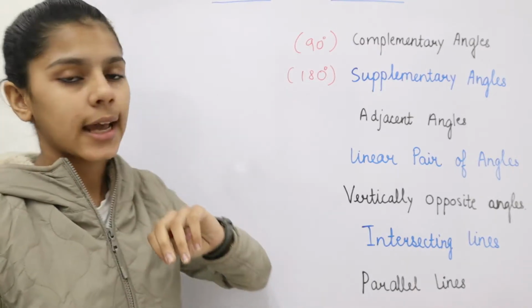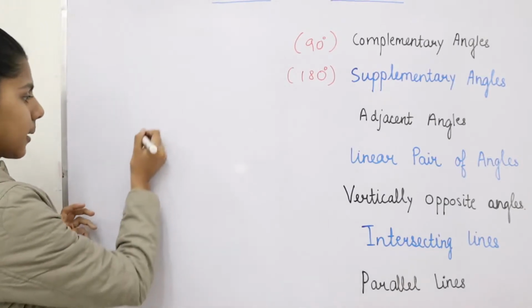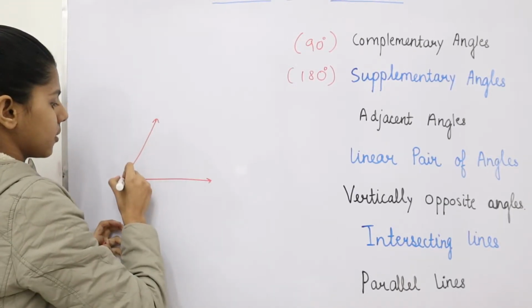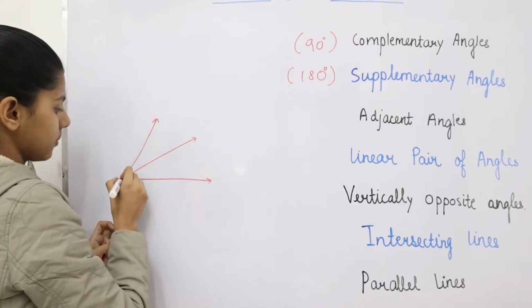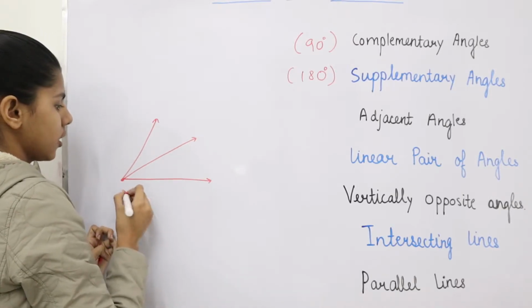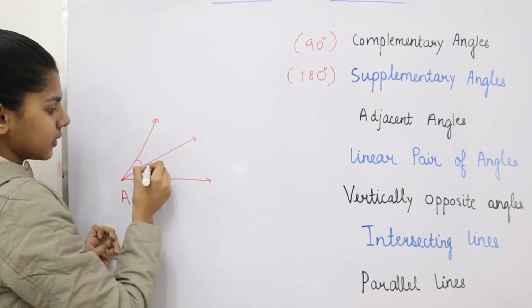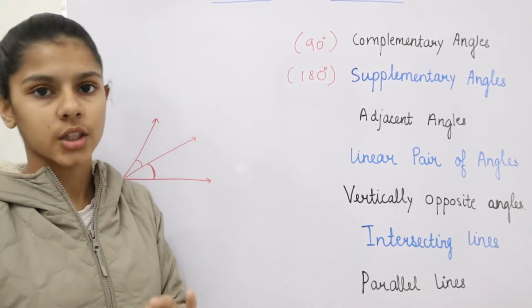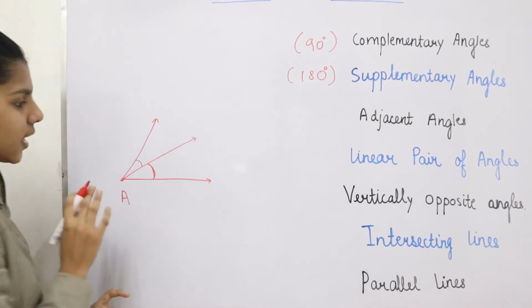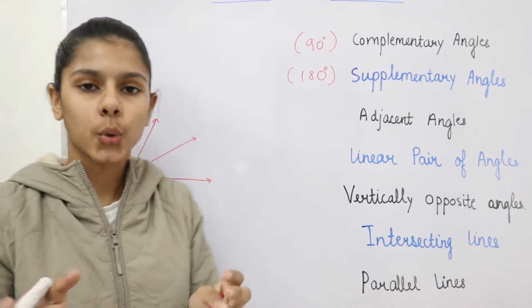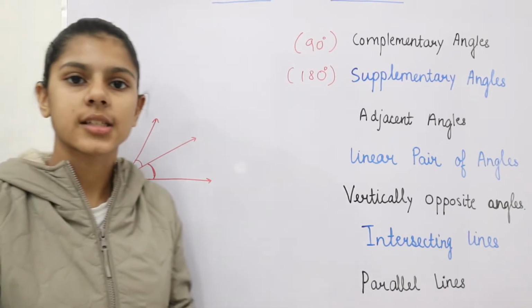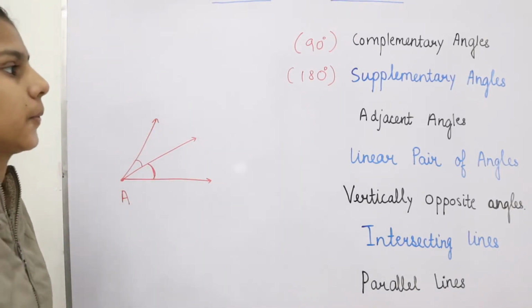Then adjacent angles. Adjacent angles are, for example, this is an angle and one more angle is forming between them from a single point A. So this angle and this angle, they are adjacent to each other. Means they are next to each other. They are neighbors to each other. They are adjacent angles. Means they are located next to each other. So they both are adjacent angles. It is also a very simple term.